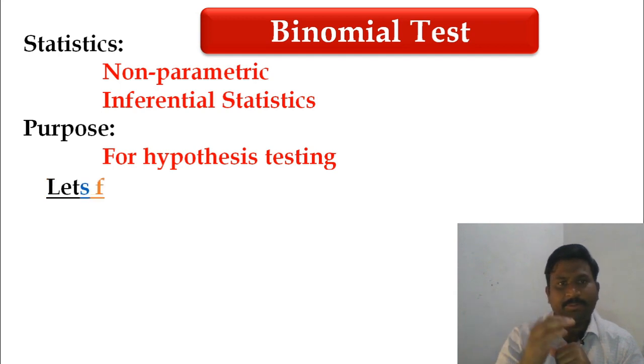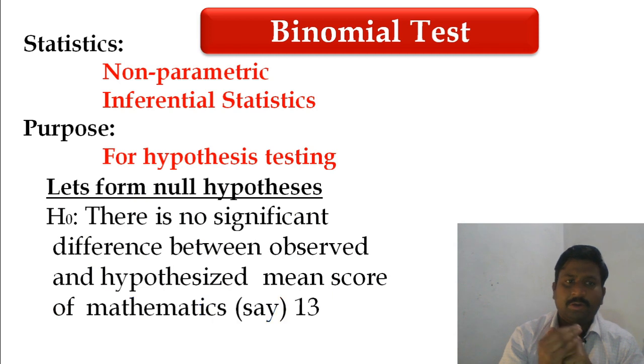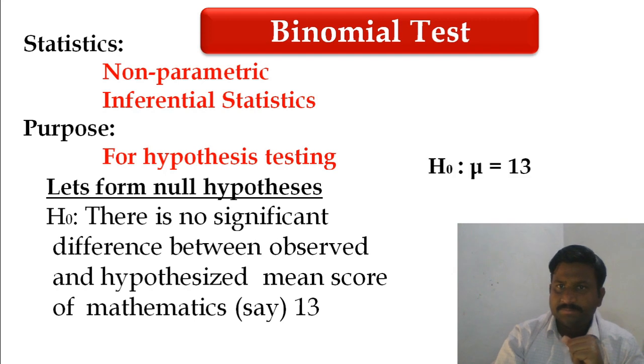Let us form a null hypothesis. There is no significant difference between the observed and hypothesized mean. Score of mathematics, say 13, is the hypothesized mean. So the null hypothesis can be written like this.